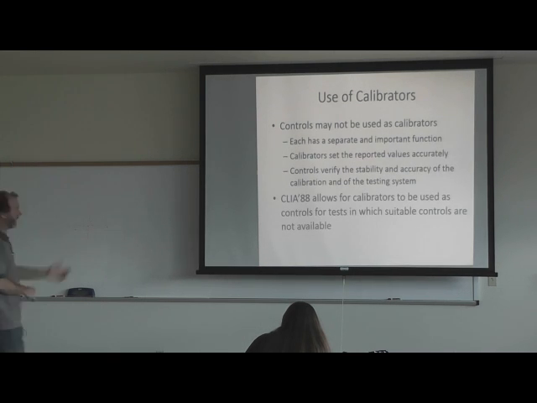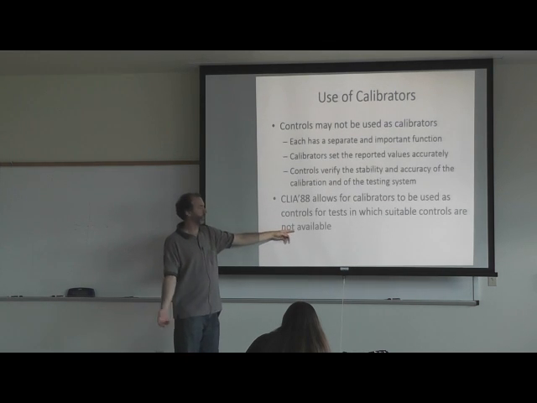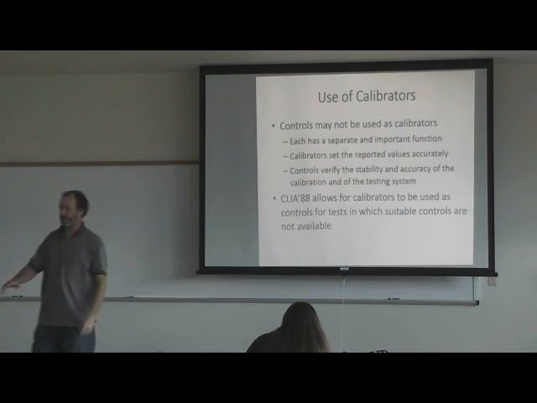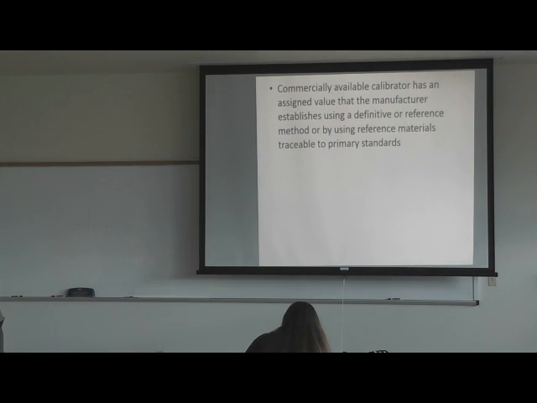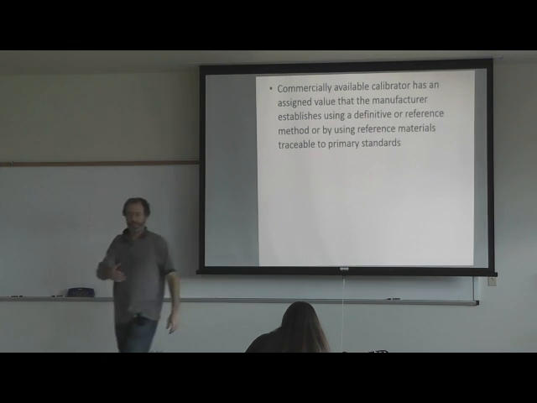So CLIA 88 allows for calibrators to use as controls for tests in which suitable controls are not available, but never use your controls as calibrators. So a commercially available calibrator has an assigned value that the manufacturer established using definitive or reference methods or by using reference materials traceable to some primary standard.